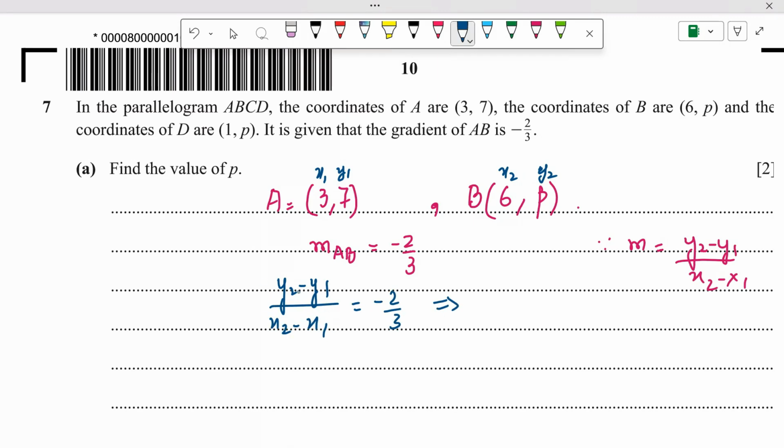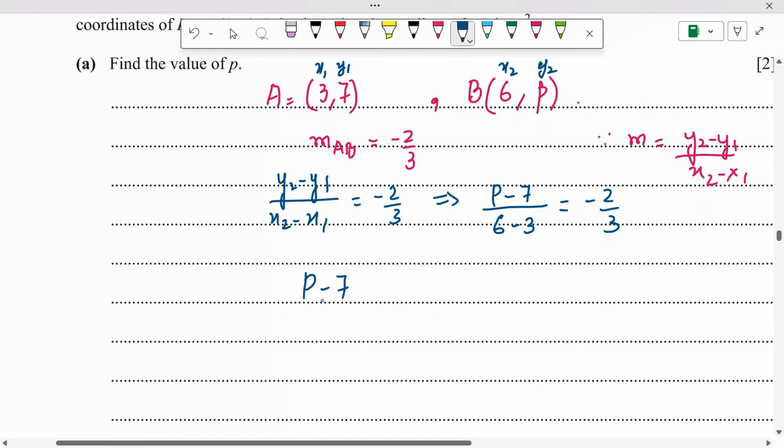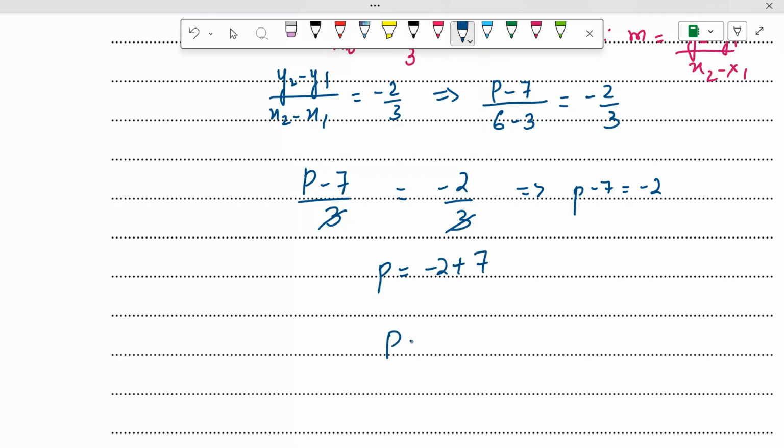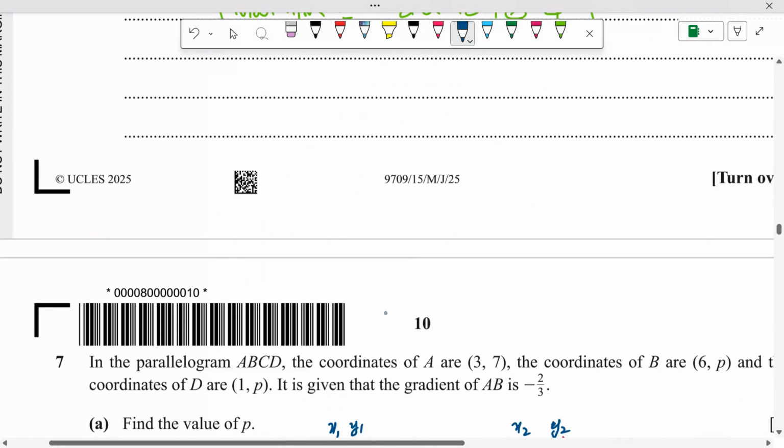Plugging in x1, y1, x2, y2, we will have (p minus 7) over (6 minus 3), which is equal to negative 2 over 3. Further solving, we will have (p minus 7) over 3 is equal to negative 2 over 3. The 3 can be cancelled out, and we will have p minus 7 is equal to negative 2, and p is equal to negative 2 plus 7. So p is equal to 5. So we have calculated the required value of p.